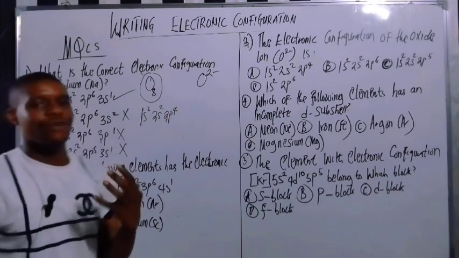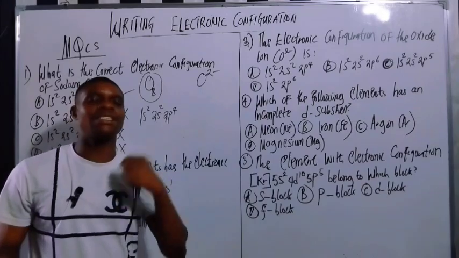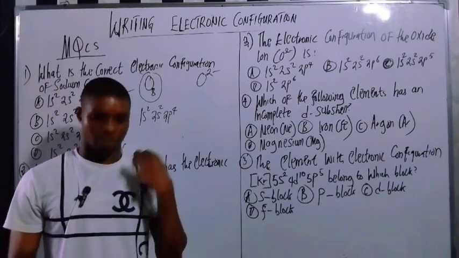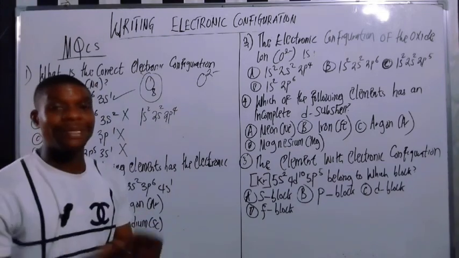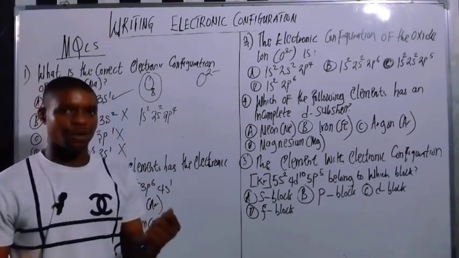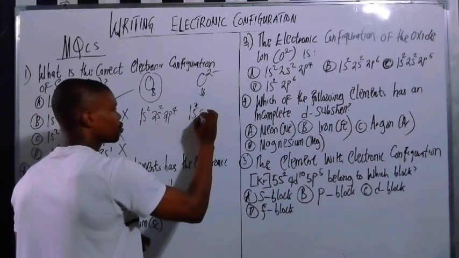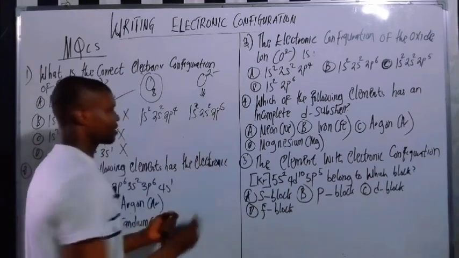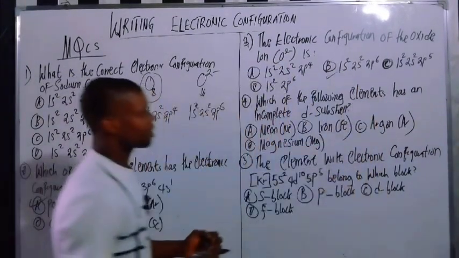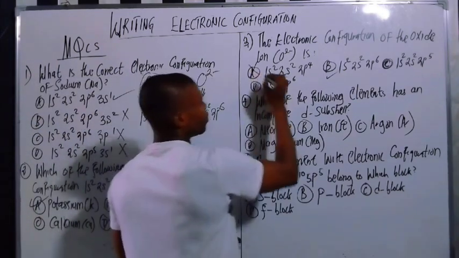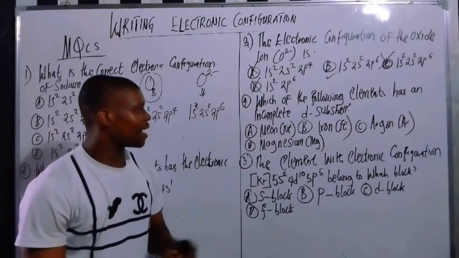On the other hand, this guy has gained 2 electrons. The electron number here is 8, but the electron number here is no longer 8. It's now 10 because it has gained 2 electrons. So what will be the electron configuration? It's going to be 1s2, 2s2, 2p6. Can you see that? So this is what they're asking here. B is the answer. So this one is wrong, this one is wrong, and this is wrong. As easy as that.